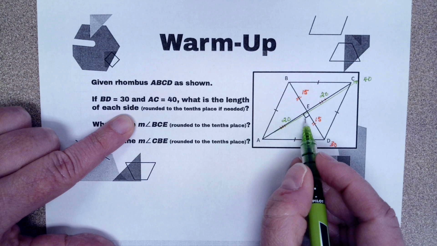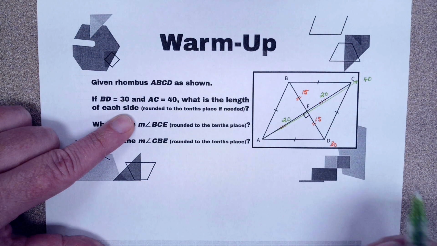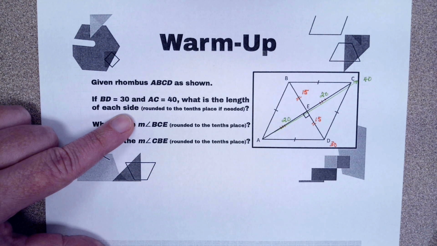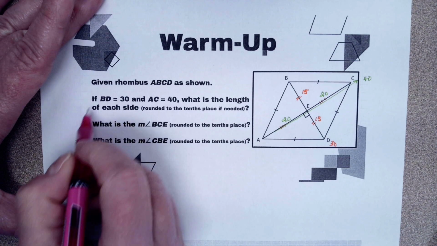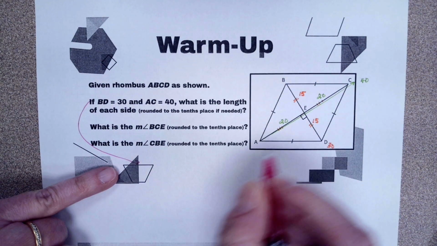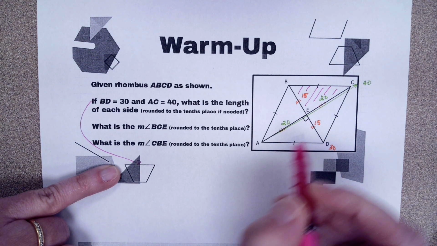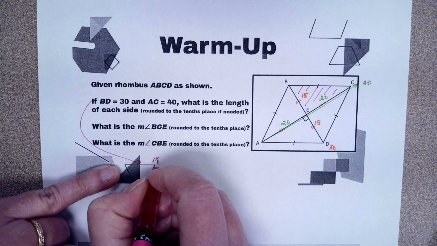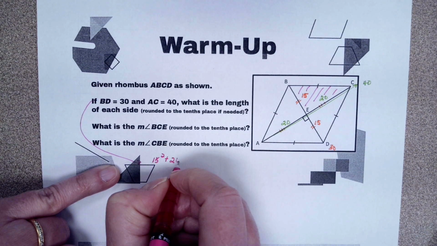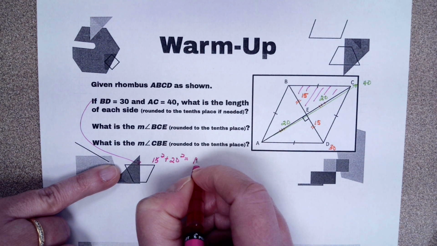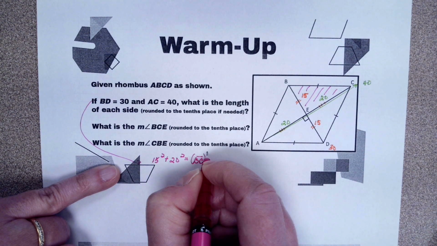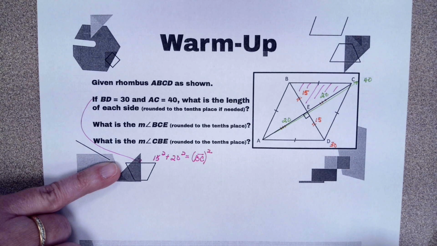So what is the length of each side, rounded to the tenth place, is needed. Well, anytime you see a right angle, you're probably thinking Pythagorean theorem at this point, for better or for worse. So let's start with that. As I look at my triangle, if I just choose this one, I would have 15 squared plus 20 squared, and that's going to be equal to, on my particular triangle, B to C squared.